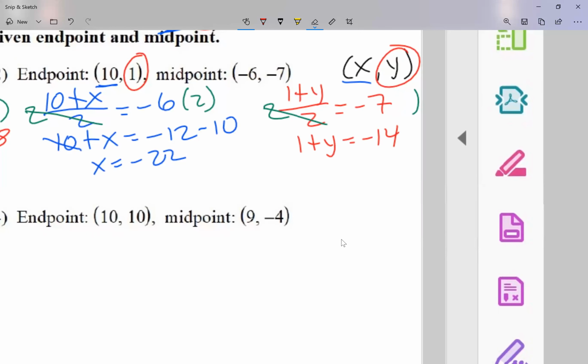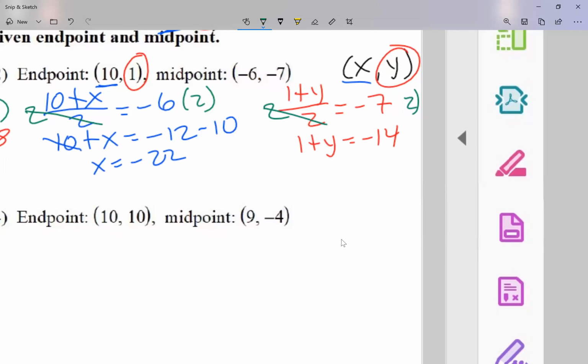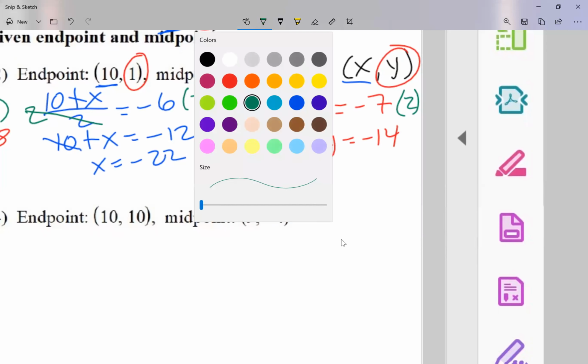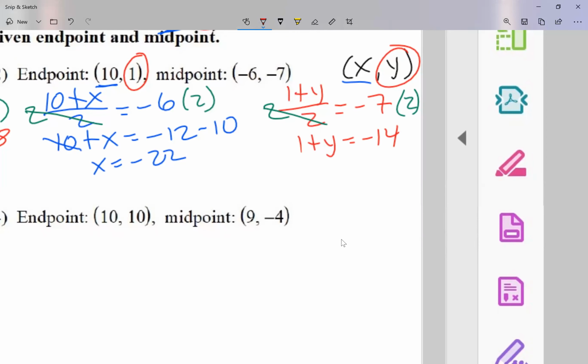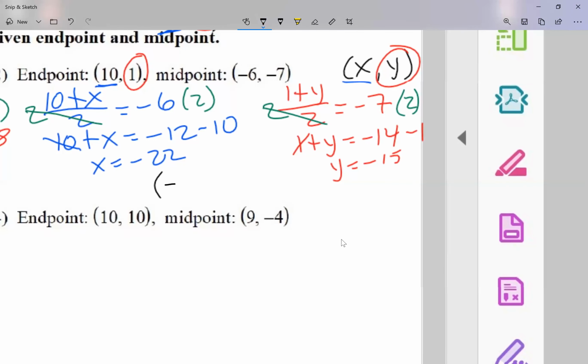Oh, that 2 looks bad, so let's fix that. Okay, a little better. Okay, so I have 1 plus y equals -14. The 1, let me move it over as a -1. Don't forget to switch the sign. I get that y is equal to -15. So my answer will be -22 for x, comma, -15 for y. Don't forget the space after the comma.